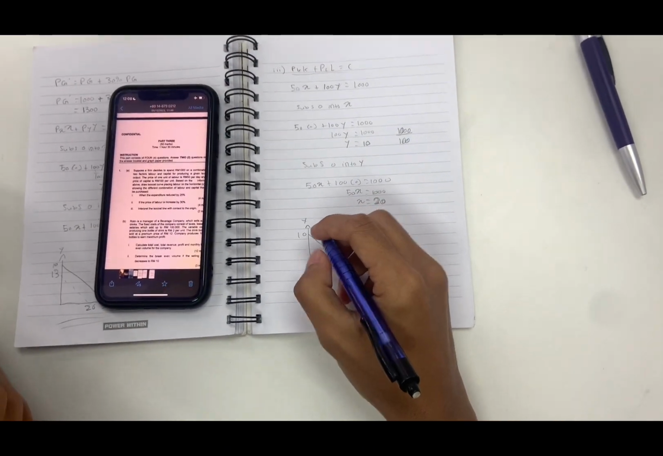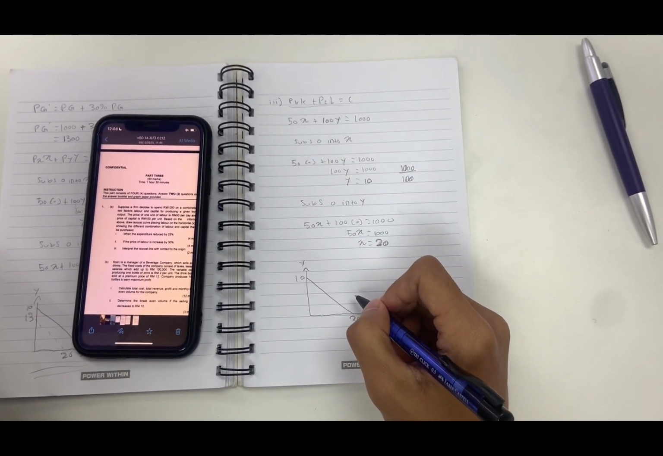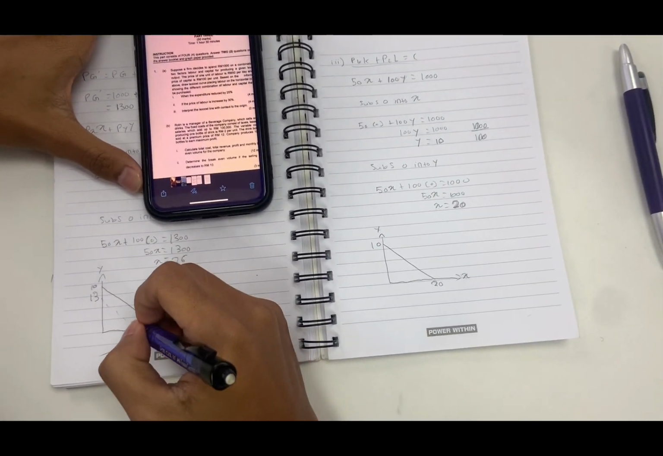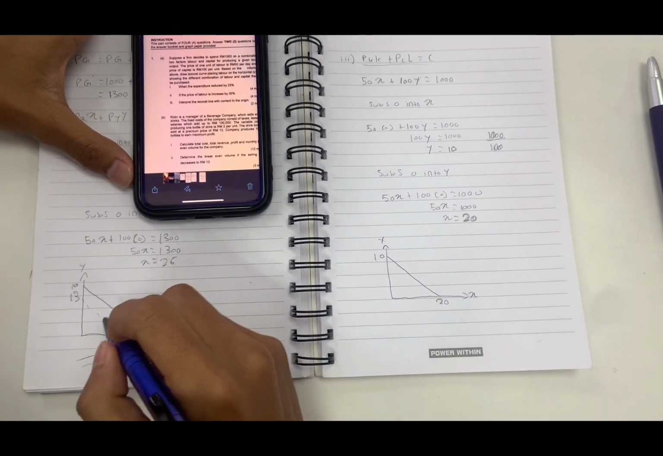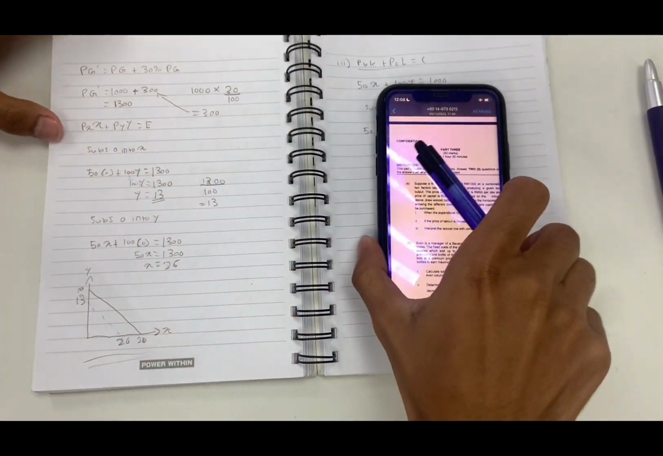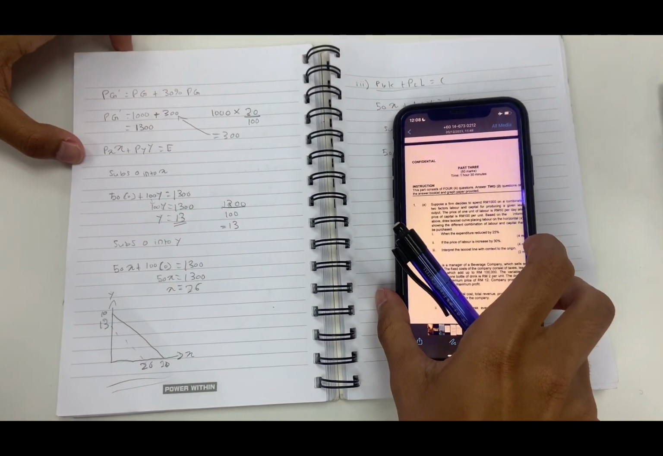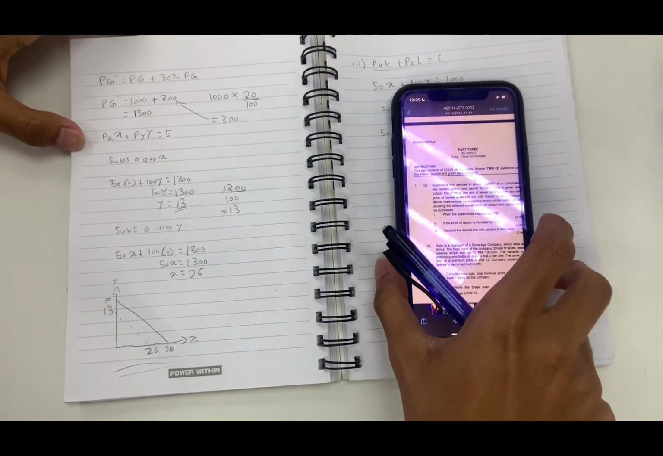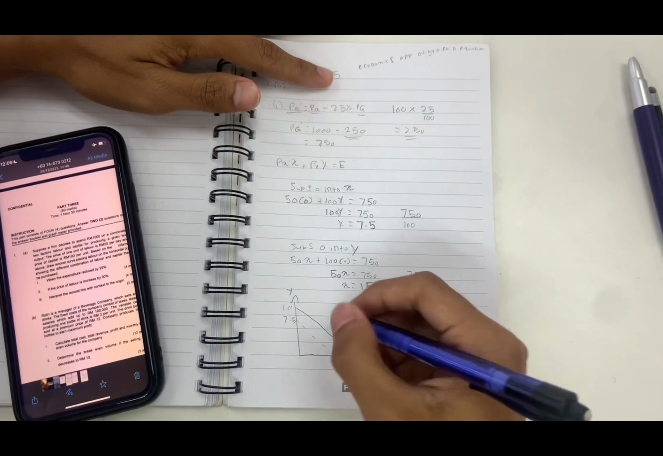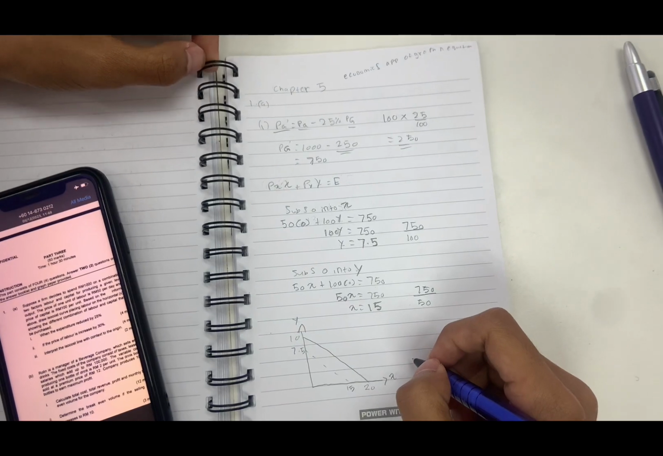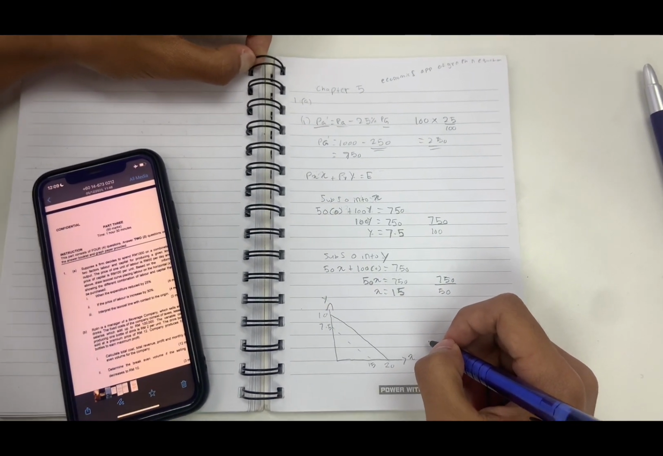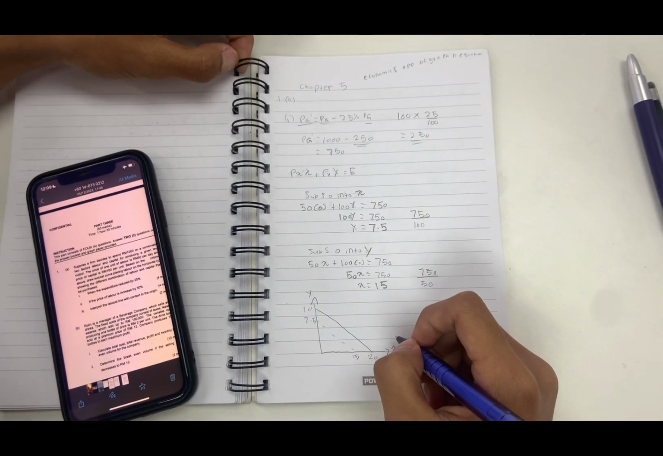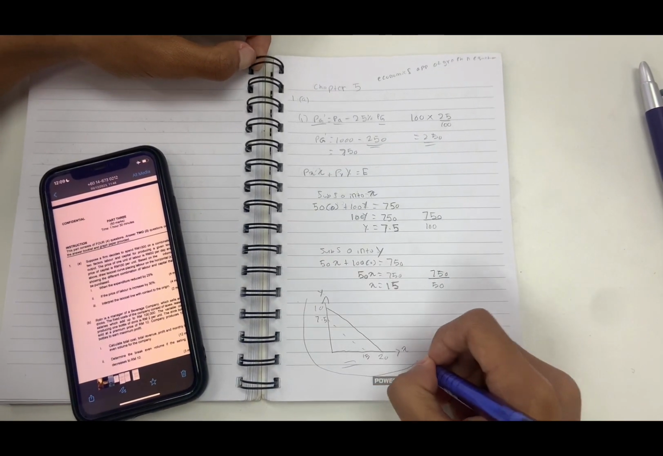This is the original line for the isocost, and this is the original line isocost when compared with labor when increased by 30%, and this is the original line when compared with expenditure when reduced by 25%. Okay.